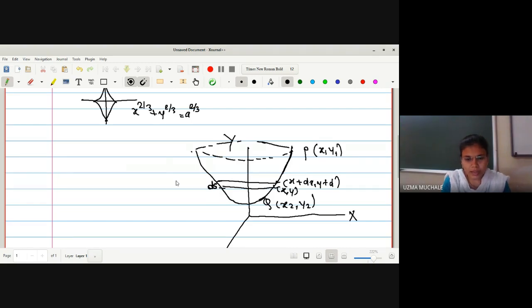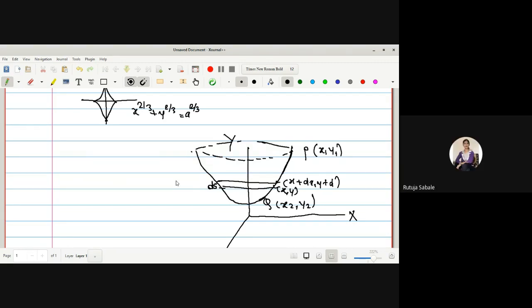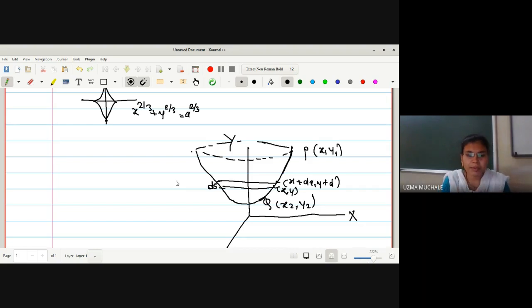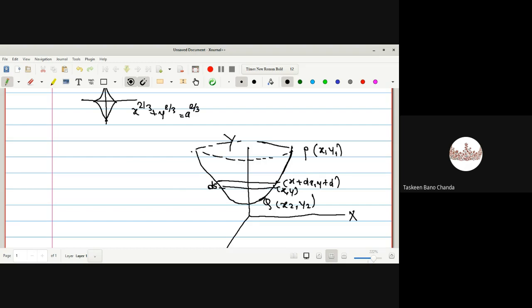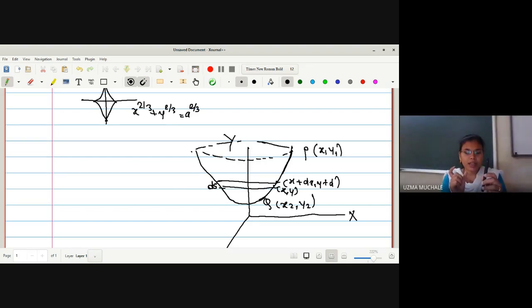Now can anyone tell me what will be the nature of ds? How will that ds, the distance, look? Is it a straight line? You have to imagine, no? It is just like a disc or a ring, no? Actually, we have one straight line here.